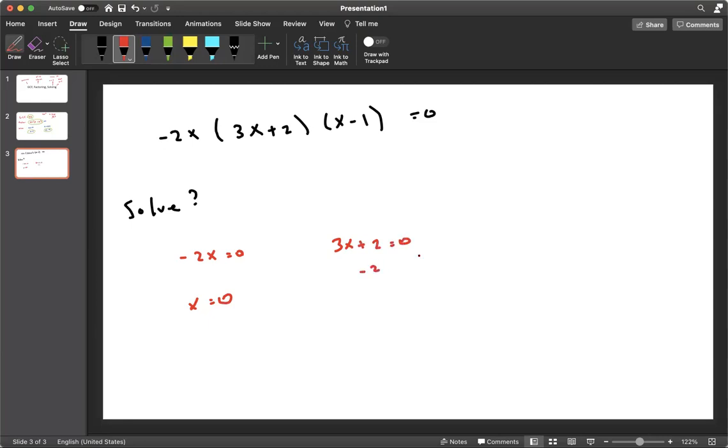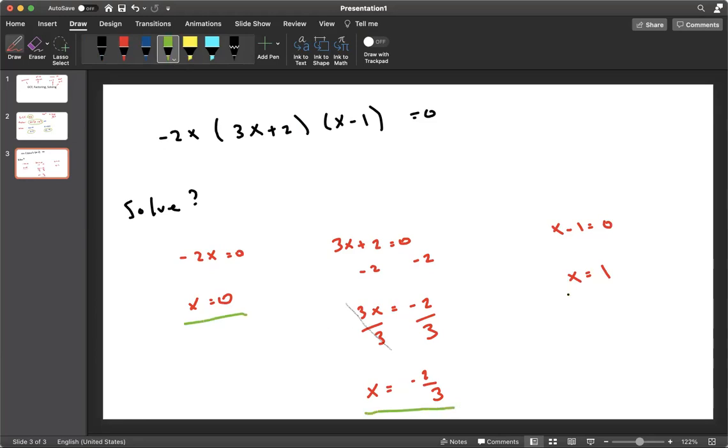We would set 3x plus 2 equal to 0. We're going to use algebra and subtract 2 from both sides. So I get 3x is equal to a negative 2. Then I divide both sides by 3. These 3 cancel out, and I get x is equal to a negative 2/3. And last, let's set this last and third part, x minus 1 equal to 0, and I see that x is equal to 1. So my answer would be 0, negative 2/3, and 1.